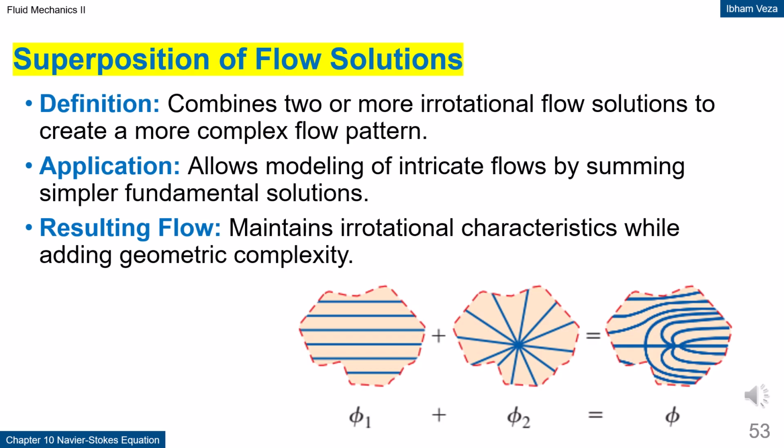Superposition of flow solutions. Superposition allows several irrotational flow solutions to be combined to form more complex flow patterns. This principle works because the governing equations are linear. By adding basic solutions, new flow fields can be constructed without violating the irrotational assumption. This approach is very powerful in potential flow modeling. Many classical flow configurations are built using this principle.